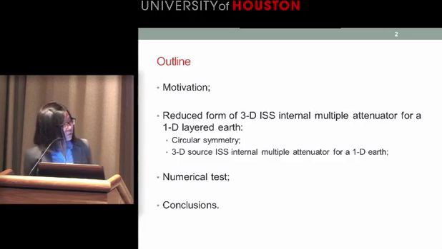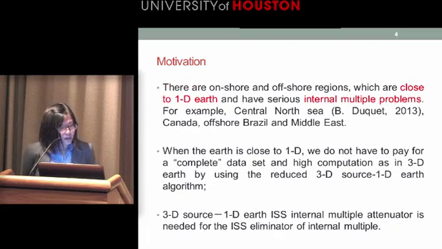So we start from the motivation of this project. We would like to point out that there are onshore and offshore regions which are close to 1D Earth and have serious internal multiple problems. For example, Central North Sea and Canada and offshore Brazil and the Middle East.